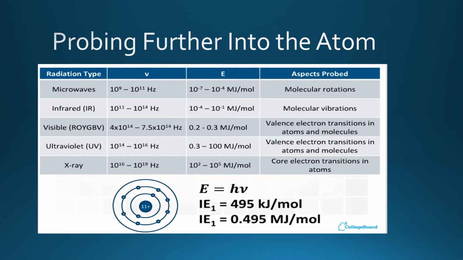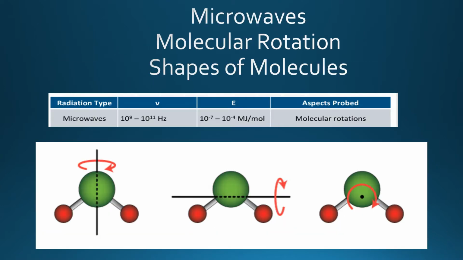So we're going to probe further into the atom, and we're going to look at different types of electromagnetic radiation. You might remember our equation from Planck's constant times frequency gives us energy, and these different energies affect the atom and molecules in different ways. So if we first look at the longest wavelength, it's microwaves, and they use microwaves for studying the rotation of molecules as well as the shape of molecules.